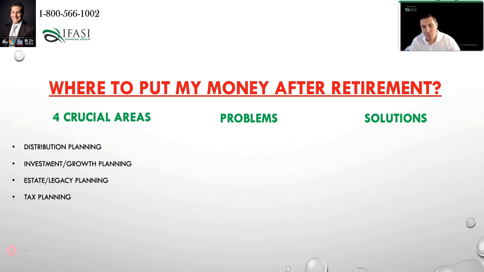So when we're looking at the four most crucial areas, starting with distribution planning, there are a couple of different ways to leverage or break down the distribution planning need. What I mean by that is understanding what your expenses are currently, and then also what they're going to be throughout retirement. I speak about this in some of the other videos, and I say typically when somebody nears retirement or hits that first retirement stage, they go into three different areas of income or income needs.